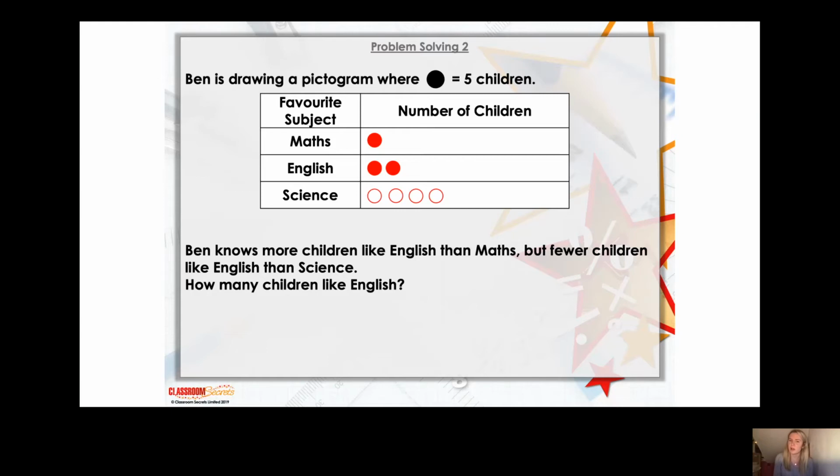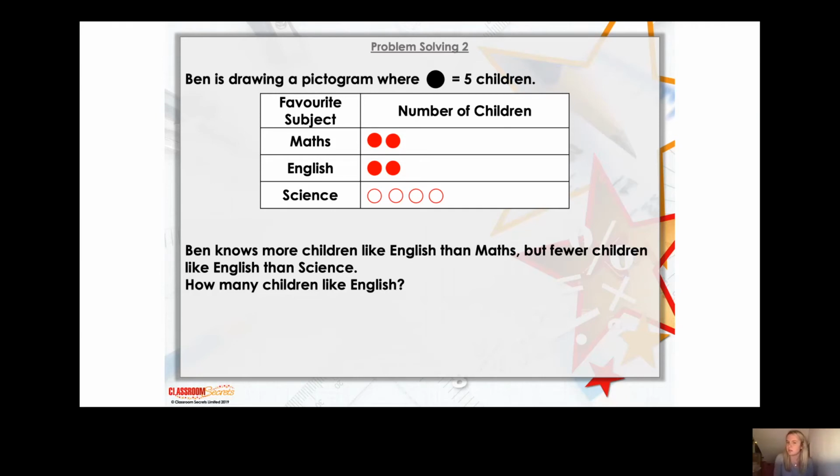And how many children like English? Yes, there are 2 circles, and the first circle represents 5 children, and the second circle represents 10 children because each circle represents 5. So we have to count up in steps of 5. Now, what about if I put 2 circles for maths? So therefore, we have 10 children that prefer maths.